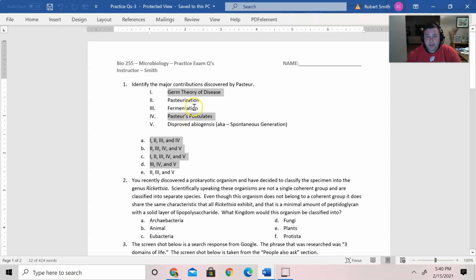And so taking a look, I happen to have 2, pasteurization, 3, fermentation, number 5, he disproved abiogenesis. So if you notice right here, the correct answer happens to be letter E. Okay.